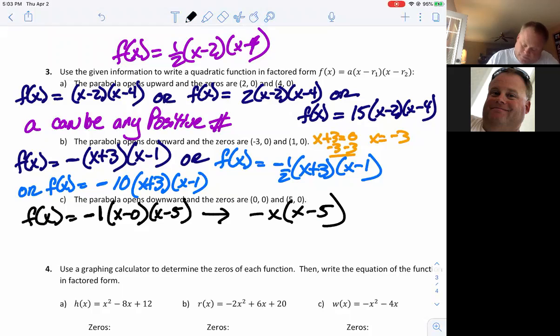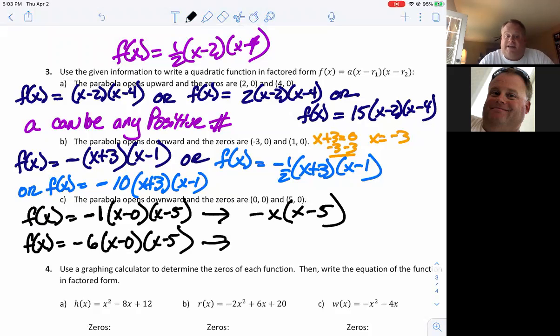Let's do another one, just so you can see it. f of x, it can be any value. So let's say -6 outside of (x minus 0)(x minus 5). Well, x minus 0 is just x, and -6 times x is -6x times (x minus 5). It will not matter what that ends up looking like as long as the a term here is negative with an x out front with it, and then x minus 5. Okay? All right, so let's do a couple practice problems.